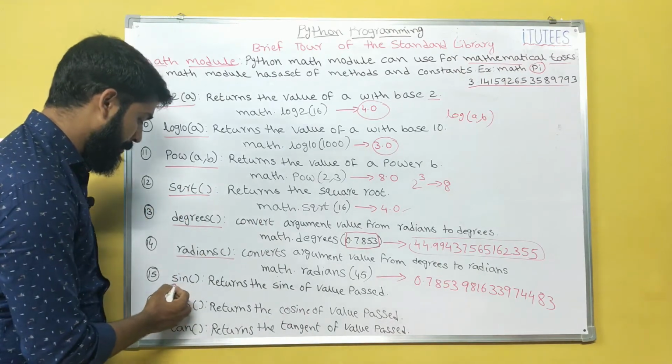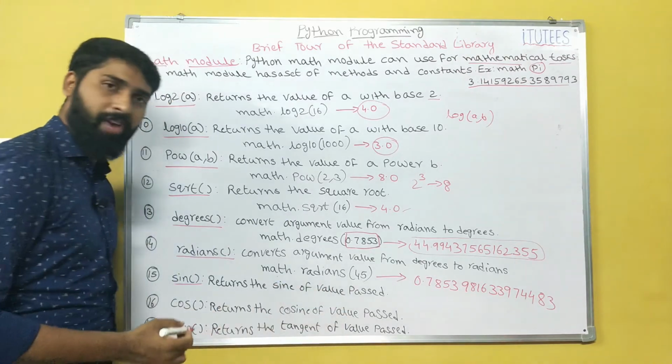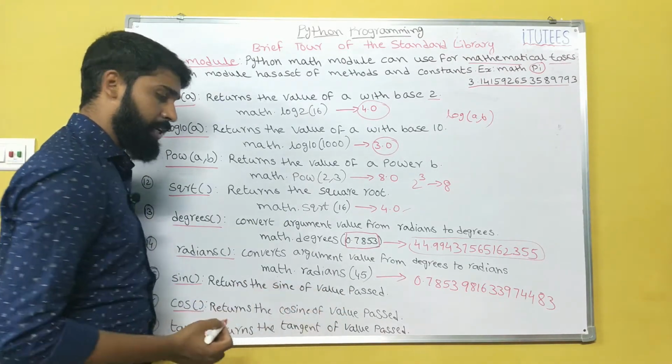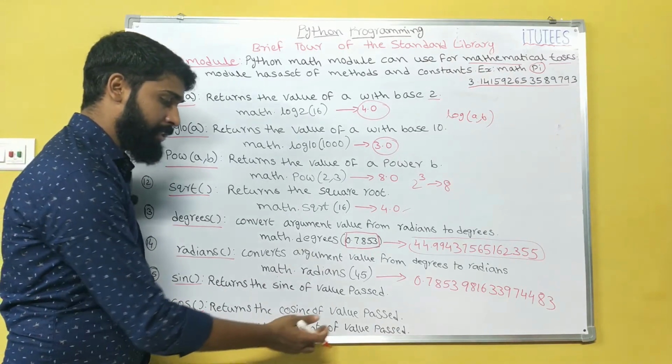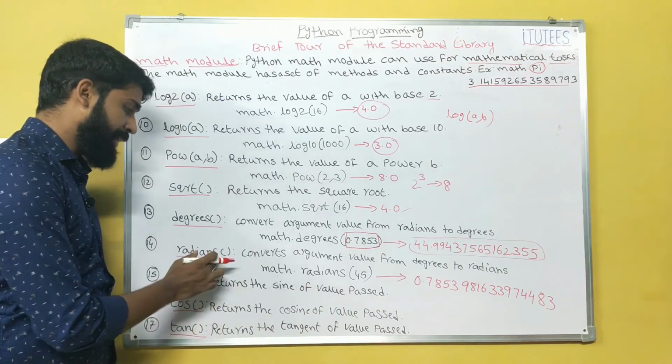The next method is sin. It returns the sine of the value passed. Cos returns the cosine of the value passed. Tan returns the tangent of the value passed. The value we are passing is in the form of radians.